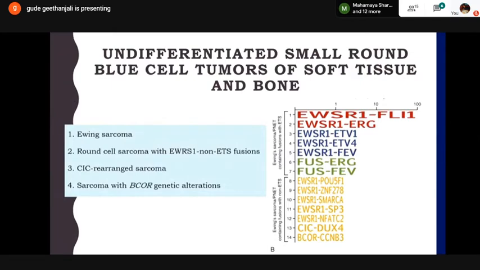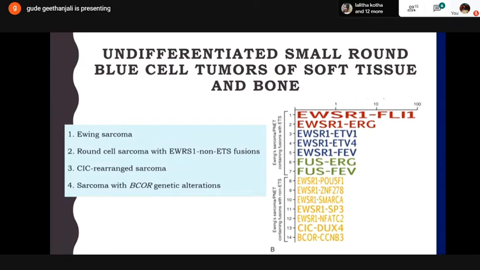So coming to the next, undifferentiated small round blue cell tumors of soft tissue and bone. In WHO 2020, they have divided these undifferentiated small round blue cell tumors, beginning with Ewing sarcoma. So to diagnose an Ewing sarcoma, it should have a characteristic translocation of EWSR1 with an ETS family of genes. So those include EWSR1 with FLI1, ERG, ETV6, and FUS, which is a homologue of EWSR1, with the same ETS family of genes. And the second category is the round cell sarcoma, which has EWSR1 gene rearrangement, but the fusion partner does not belong to the ETS family.